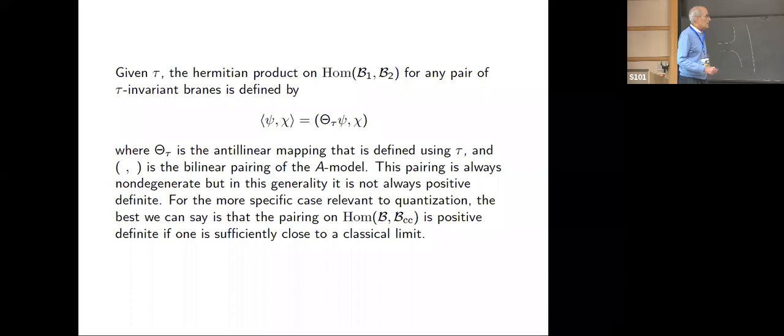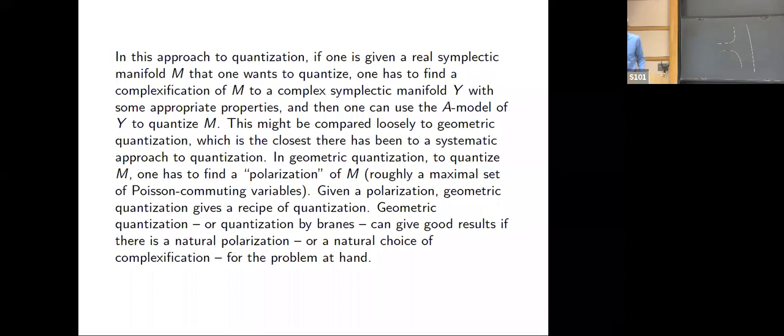So then given tau, there's a nice definition of the Hilbert space inner product using, well, universal properties plus this tau. So in this approach to quantization, if you're given a real symplectic manifold that you want to quantize, first you have to find a complexification of it to a complex symplectic manifold Y with some appropriate properties. And then you can use the A model of Y to quantize M.